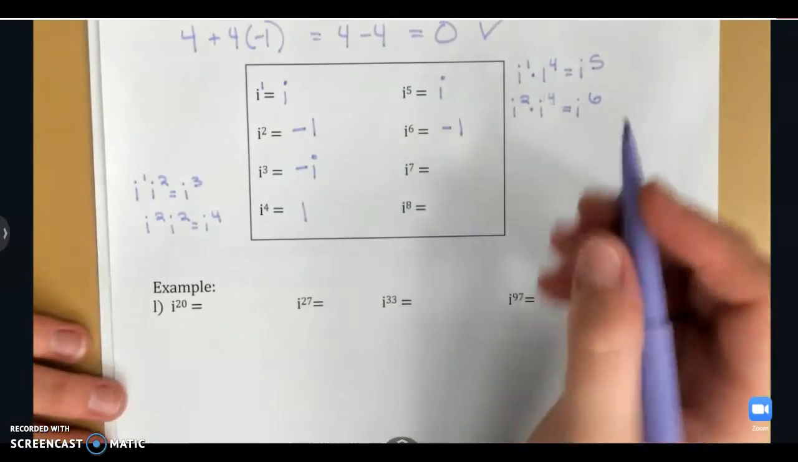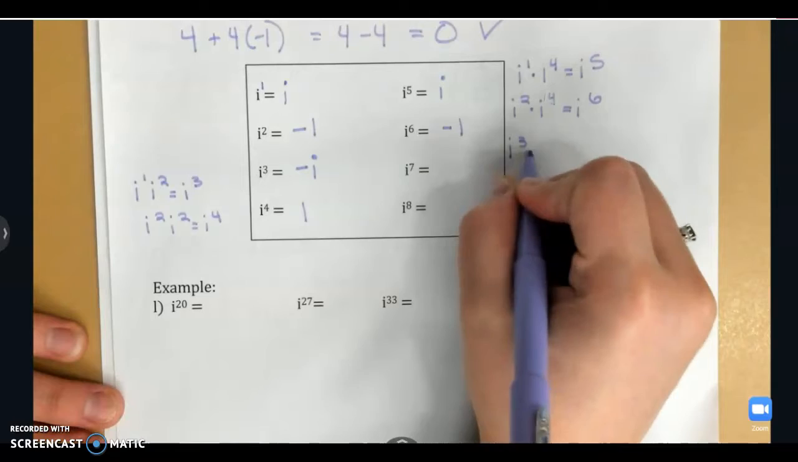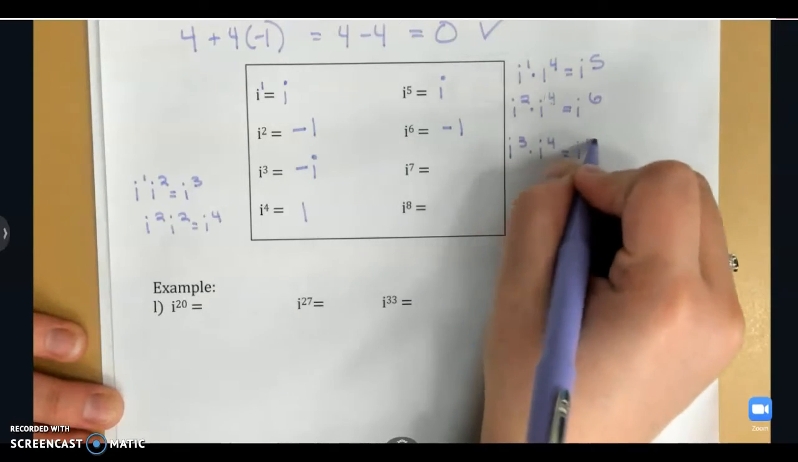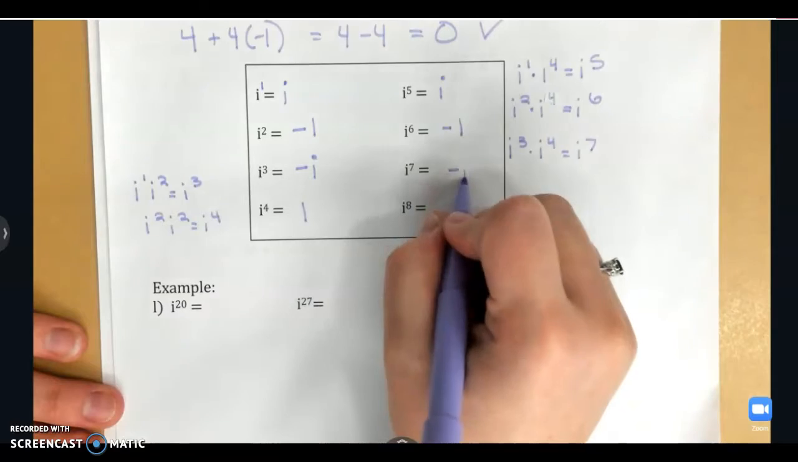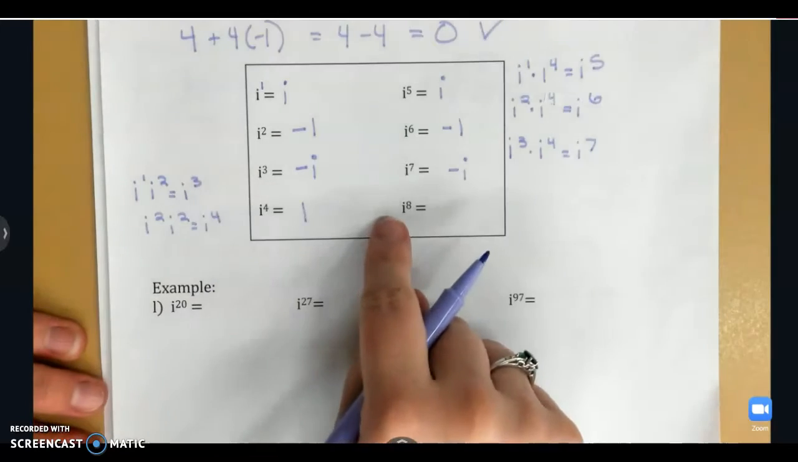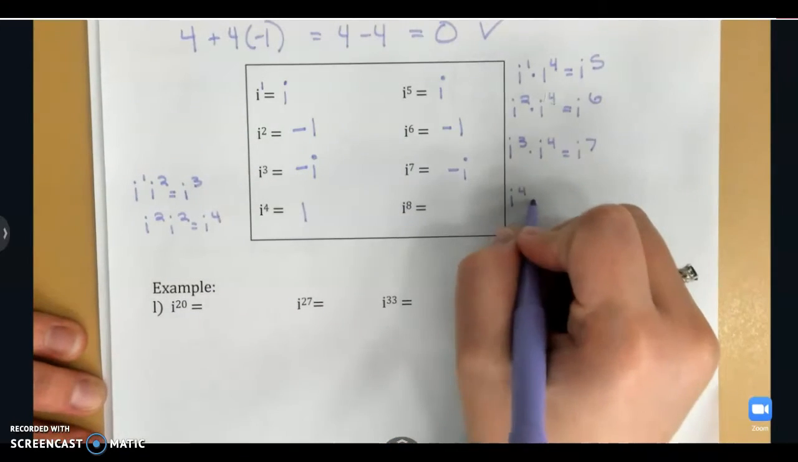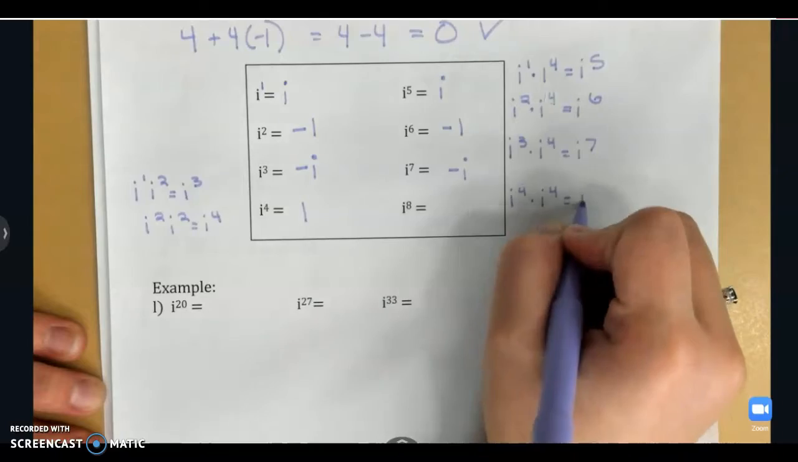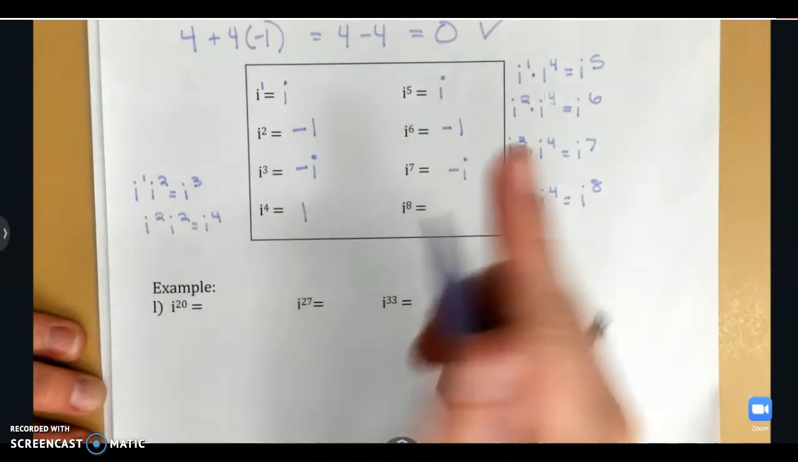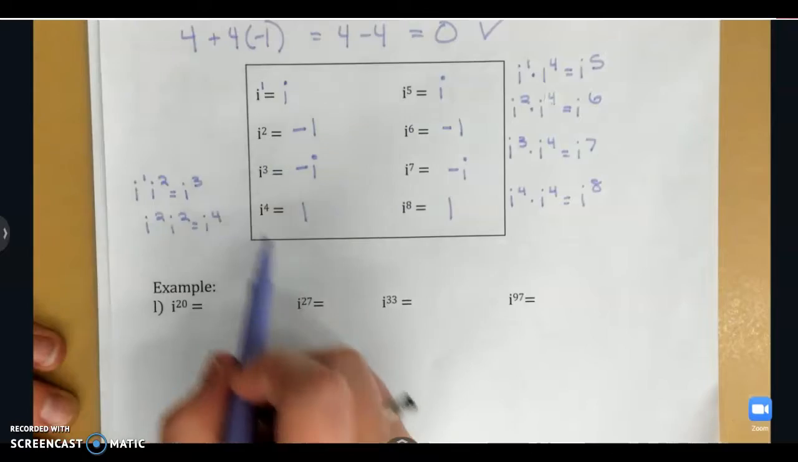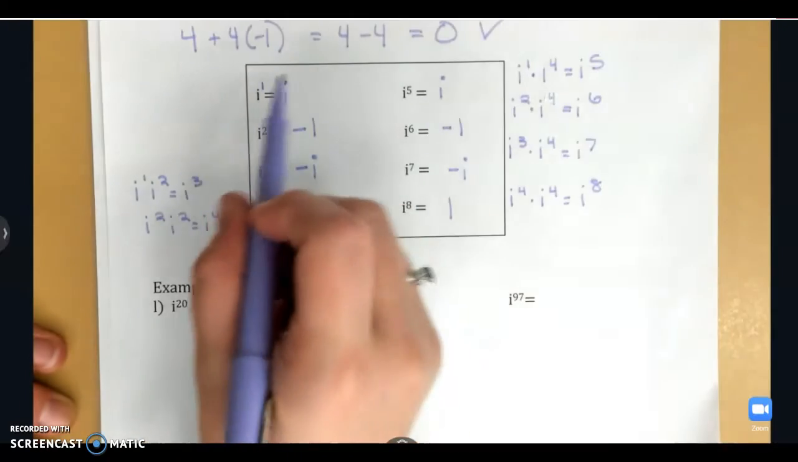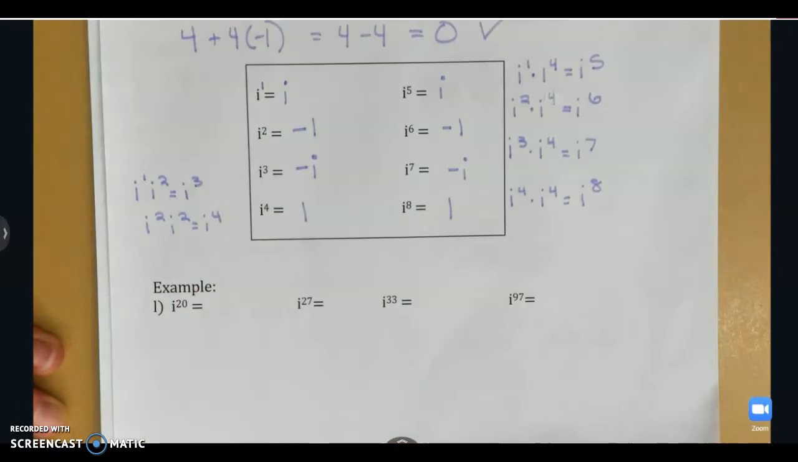Then i to the seventh would be i cubed times i to the fourth. i cubed times i to the fourth, -i times 1, gives us -i. And i to the eighth would be i to the fourth times i to the fourth, which would be 1 times 1, which is 1. So if you notice, there's a pattern here that repeats every multiple of 4 in my exponent.